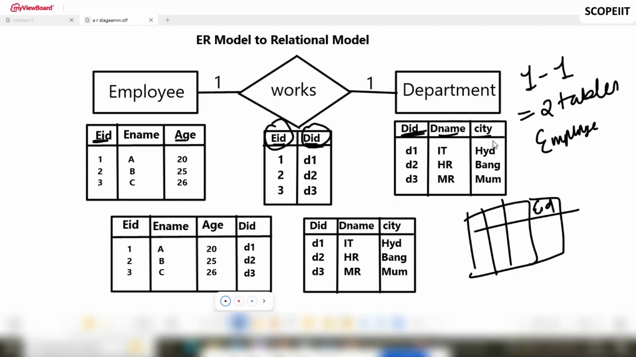Okay, so that means the relationship work will be added on the left hand side, and on the right hand side we will have only department. Understood? Chalo.